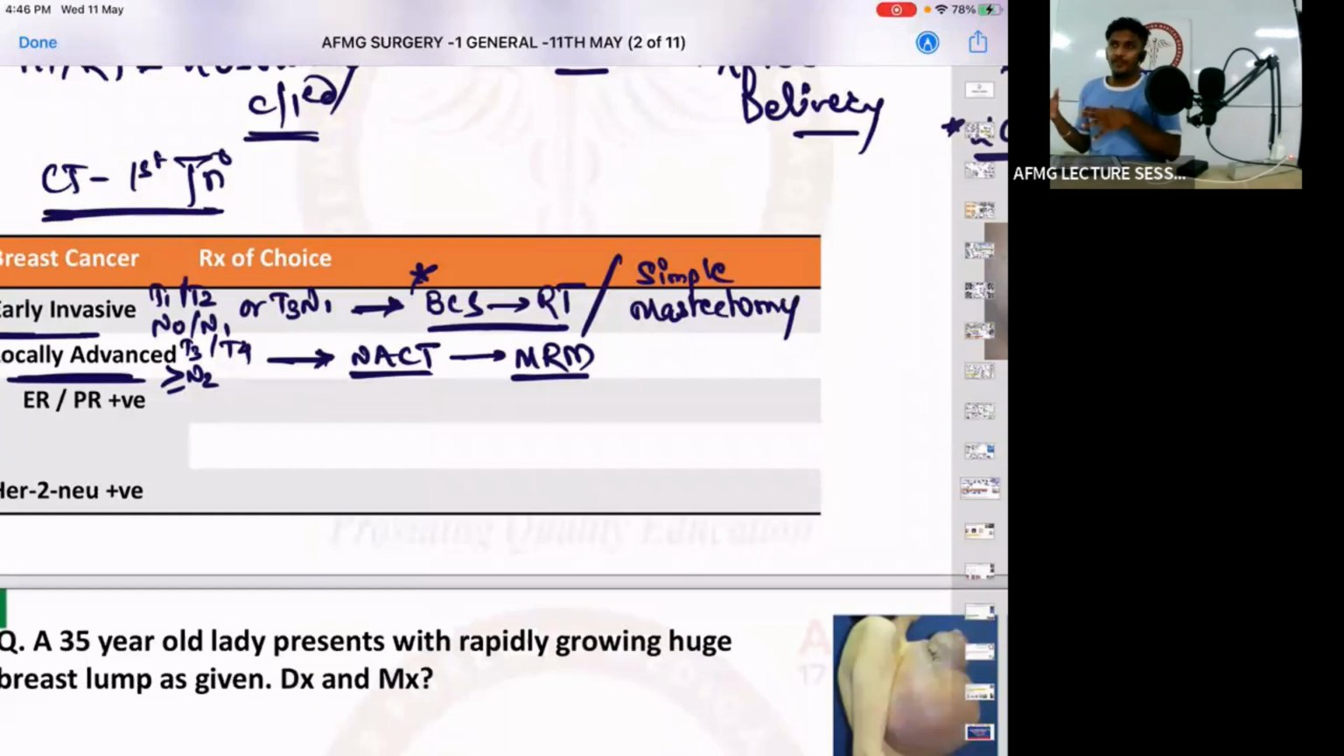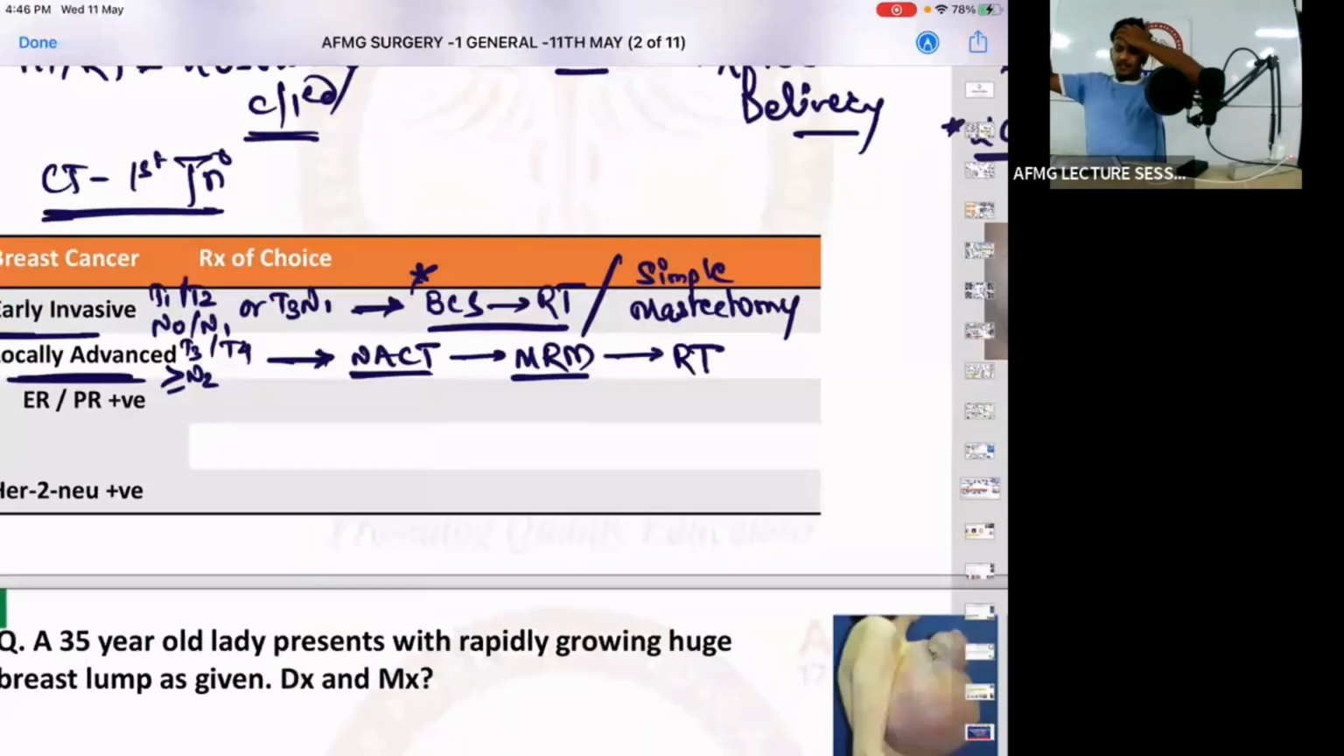So MRM can be of various types. It can be Auchincloss, it can be Patey's. So हर एक में नहीं निकाली जाती. So I would not say pectoralis major. Pectoralis minor, breast tissue along with nipple areola complex, and lastly axillary lymph nodes. Therefore it is termed as radical. जब lymph nodes निकालोगे, then it is termed as radical mastectomy. ठीक है. Followed by that you need to give radiotherapy.